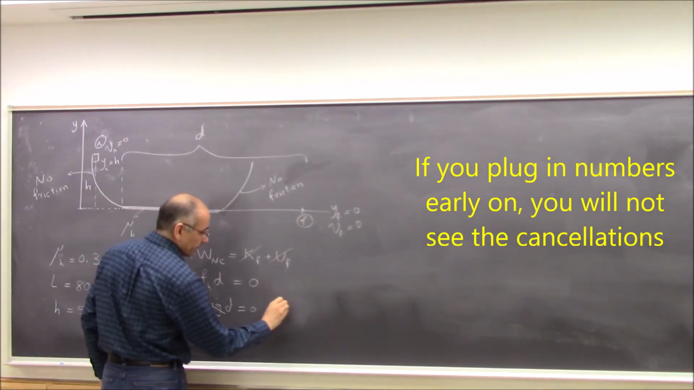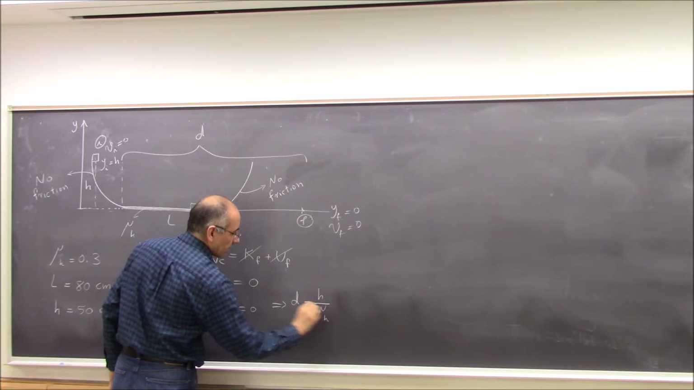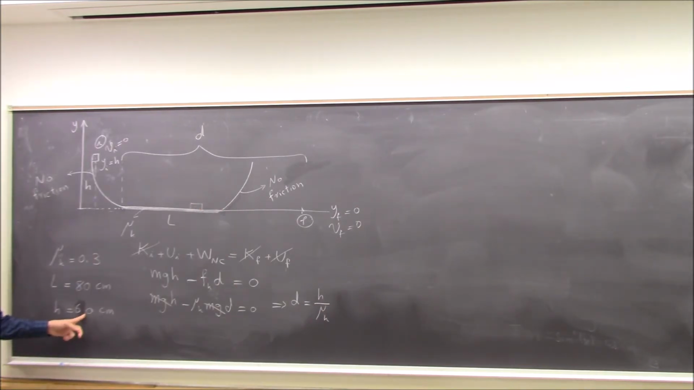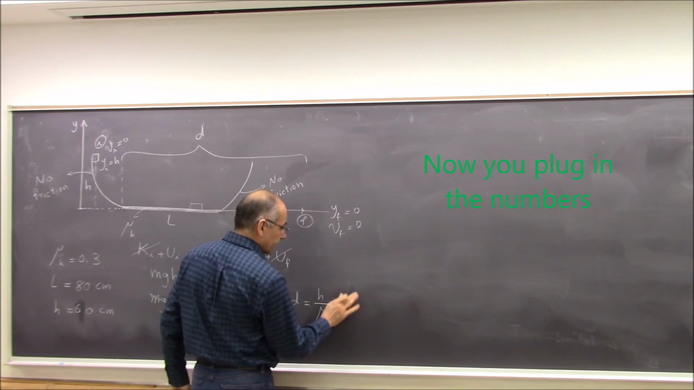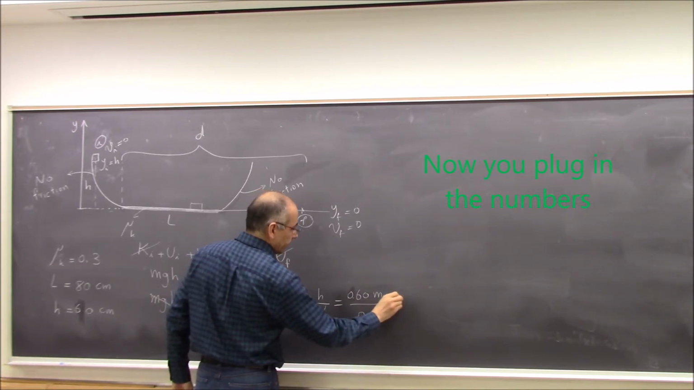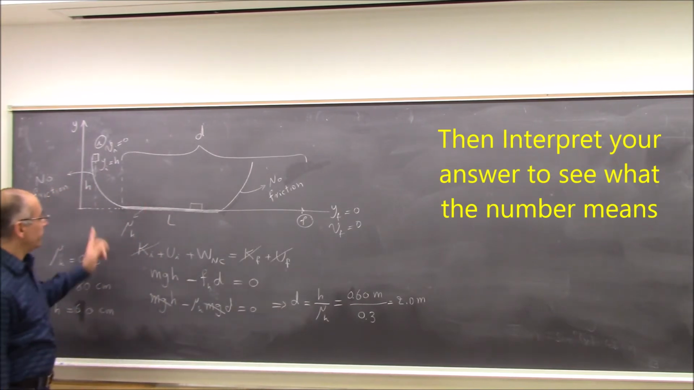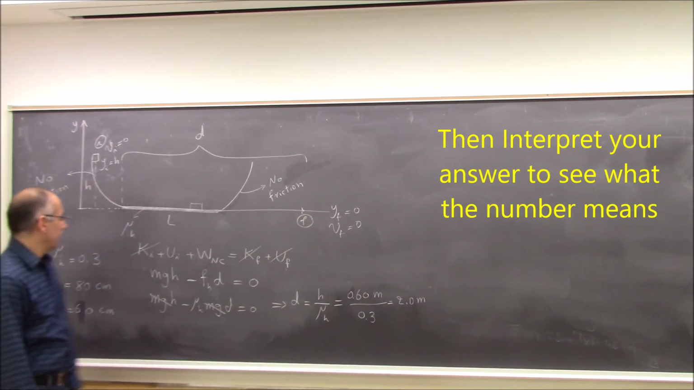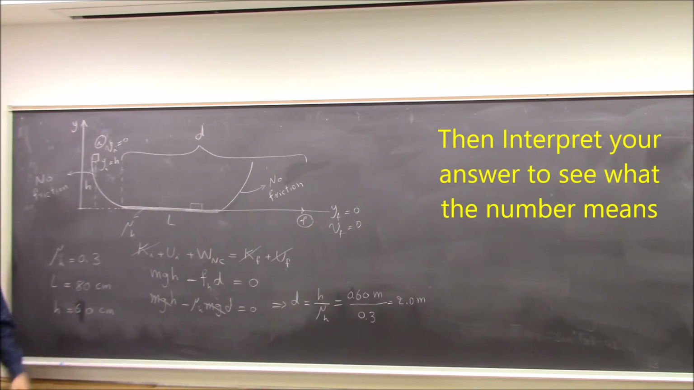So if h is 60 centimeters, then d will be what? 0.6 meters over 0.3 is 2 meters. So d will be 2 meters. So it needs to go 2 meters on the horizontal surface to stop.